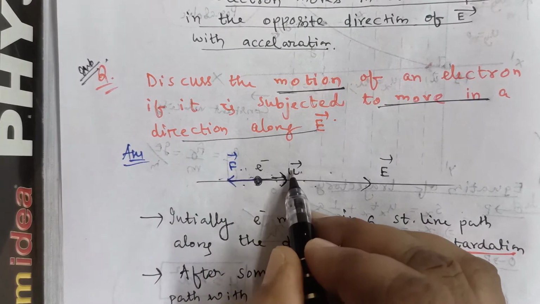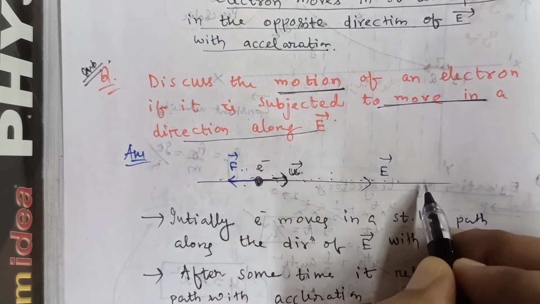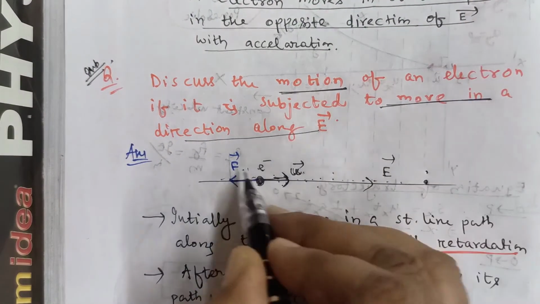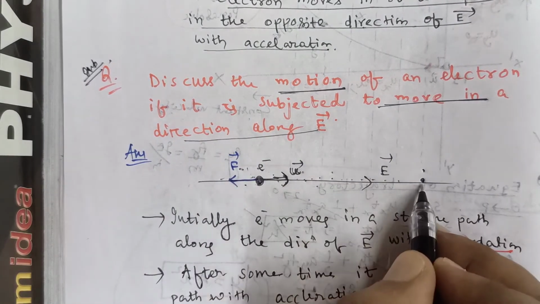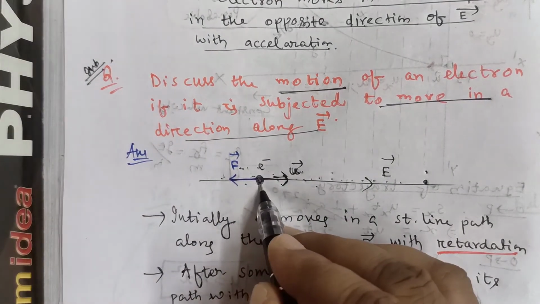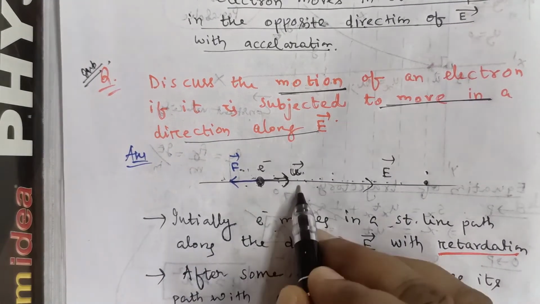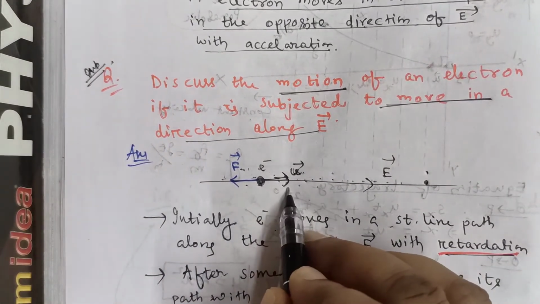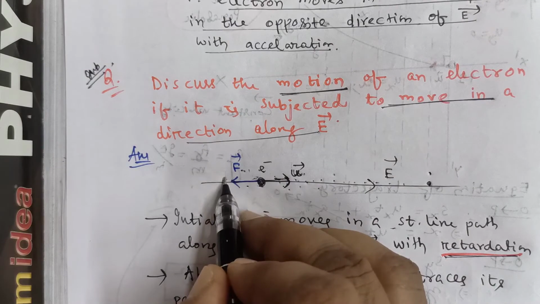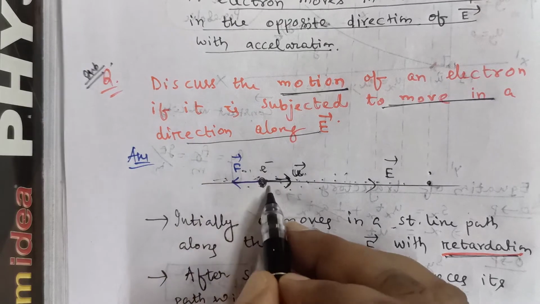So what happens? Initial velocity u is given, so the velocity starts to decrease. After some time, let us say at this point, the velocity becomes 0. If the velocity becomes 0, as the force is acting in this direction, the electron will move in this way. Now we will discuss what happens. Initially the electron moves in a straight line along the direction of the electric field with retardation. You understand why I am writing retardation here? Because the velocity is in this direction but the force is acting the opposite way. So the body wants to move this way but the force is acting in the opposite way, so definitely it will be retardation.